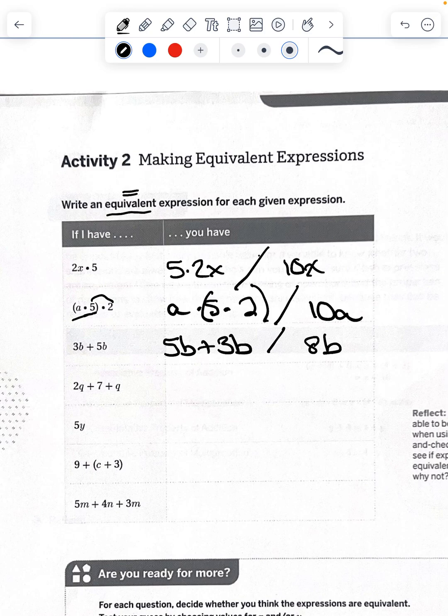Okay, let's look at the next one. 2q plus 7 plus q. You could commute any of those and use the commutative property and rearrange the problem in any way. You could also combine the terms. So 2q plus 1 more q is 3q. So we could do 3q plus 7. That would be an equivalent expression. Or 7 plus 3q. Either one would work.